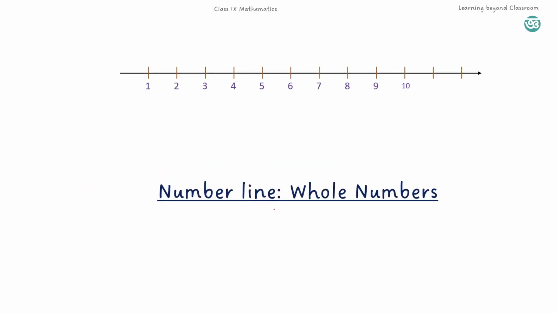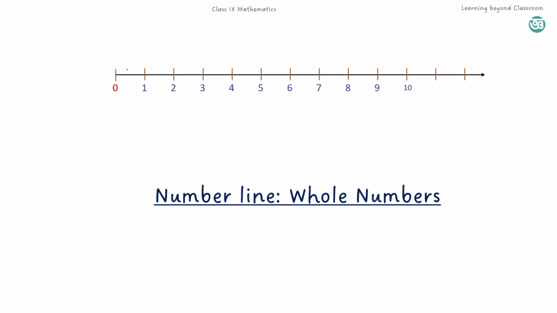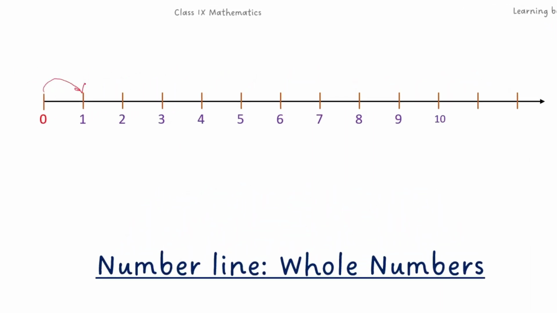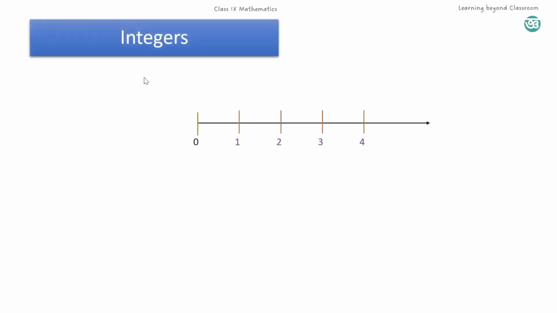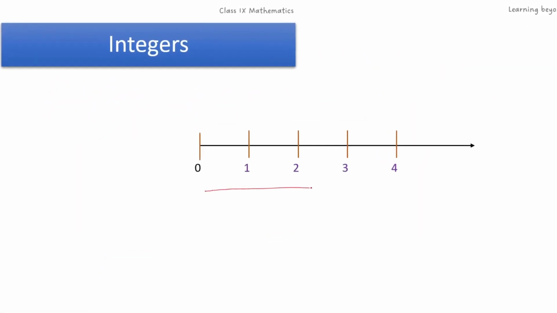Now, in the number line, whole numbers will start from 0 and will go one step at a time towards the right side, and this is the number line for whole numbers. Now, the integers. These are whole numbers, and for all these positive numbers, for every positive number there may be a negative number, or opposite of the positive number.